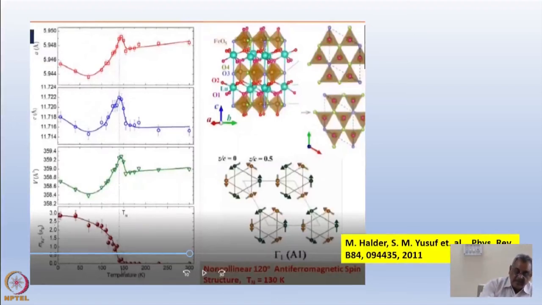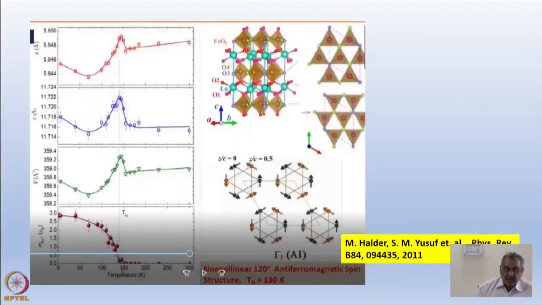You can see, this is the magnetic moment versus temperature. So this is the phase transition point, where it goes from ordered to disordered structure. This matches with the change in A and C parameters of the crystal lattice. So this magnetic phase transition is associated with the change in the volume of the unit cell.